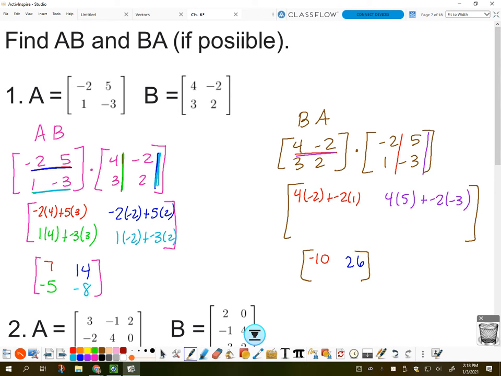Okay, so now we are in row 2, column 1. So 3 times -2 plus 2 times 1, which is -6 plus 2, so -4. And then last, we have row 2, column 2. So 3 times 5 plus 2 times -3, which is 15 minus 6, so 9. So you see that they're not the same when you multiply in different orders.